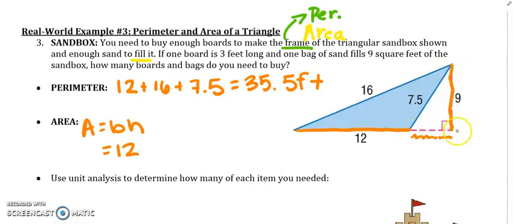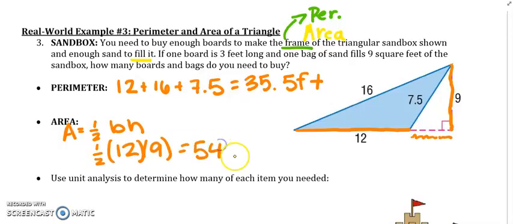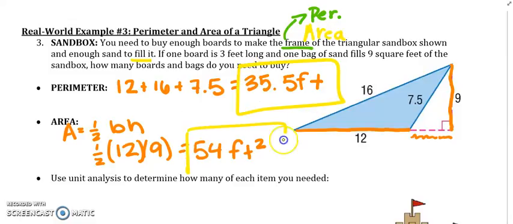It does not matter that they don't touch. They're perpendicular to the same thing. And so 12 times 9, for my triangle, sorry, the formula is 1/2 base times height. So 1/2 times 12 times 9 is 54 feet squared because we have area units. Now, that's not our final answer. We want to know how much we need.